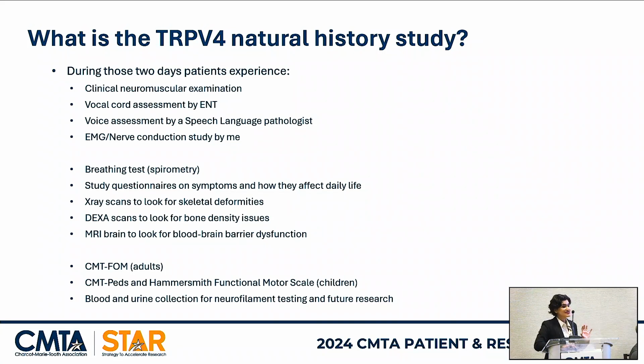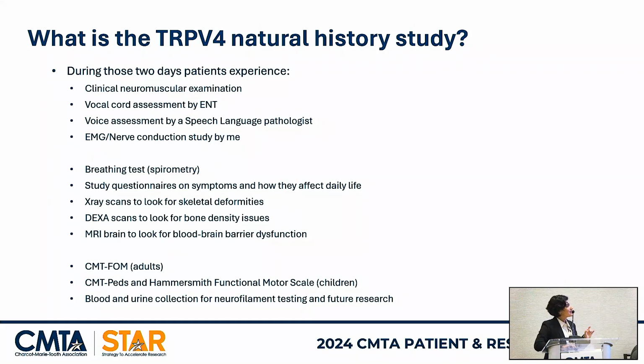During the 2 days that these patients come to Johns Hopkins, they undergo a battery of evaluations. So they undergo a clinical neuromuscular examination. They undergo vocal cord assessments by one of our ear, nose, and throat colleagues, a voice assessment by one of our speech-language pathology colleagues, an EMG nerve conduction study that's done by me, so I meet every patient who comes in for this study.